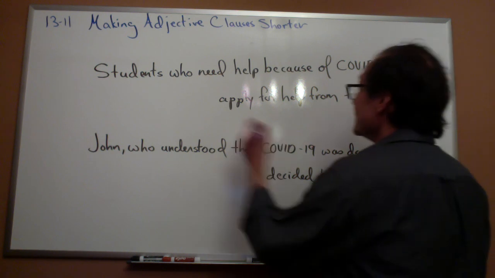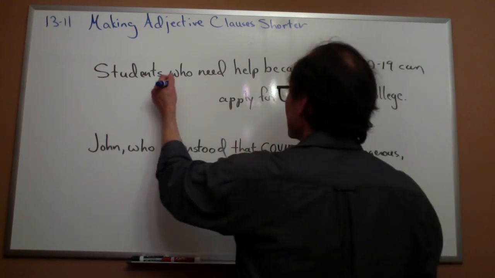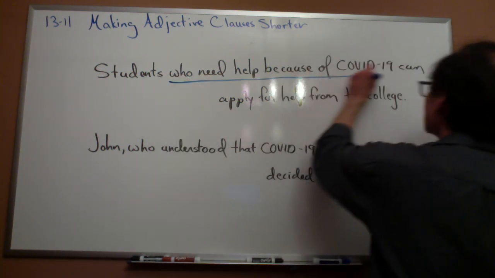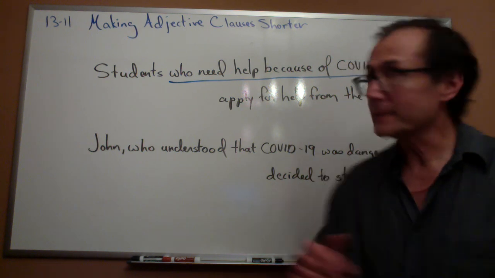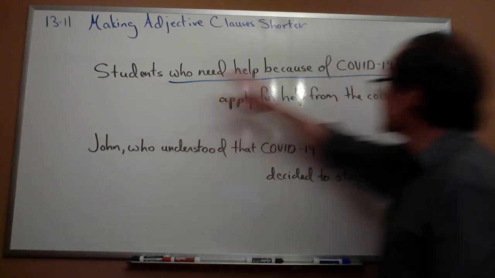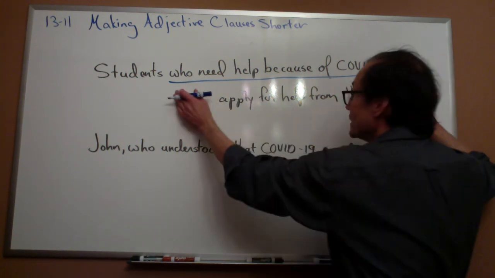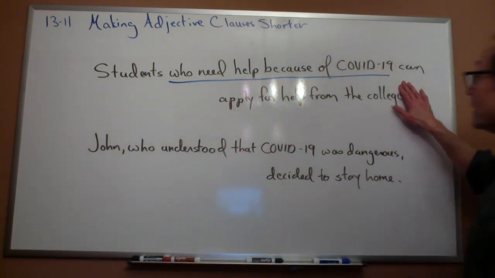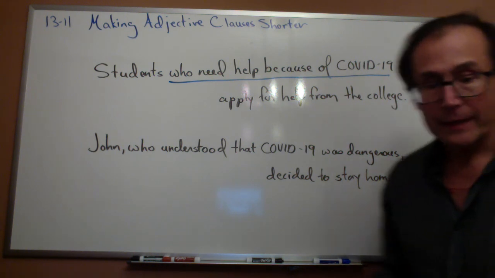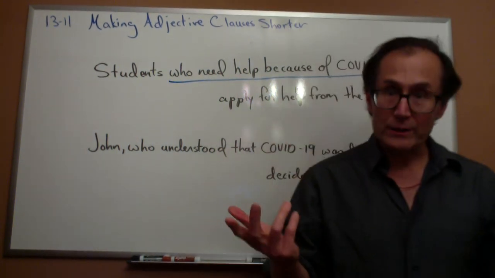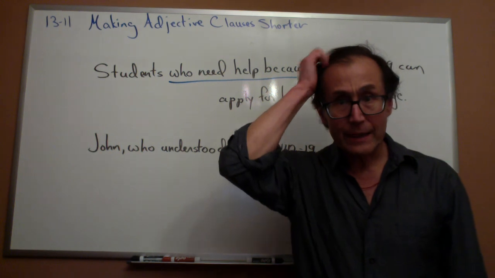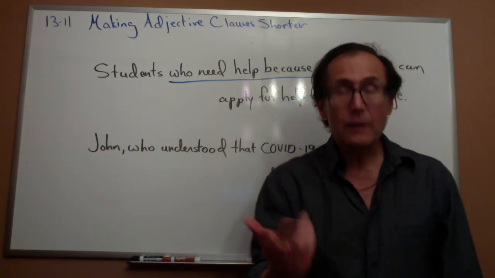All right. If you said, who need help because of COVID-19, you're absolutely right. The basic sentence is, students can apply for help from the college. And the adjective clause is, who need help because of COVID-19. Now, question about this is, can I make this shorter?